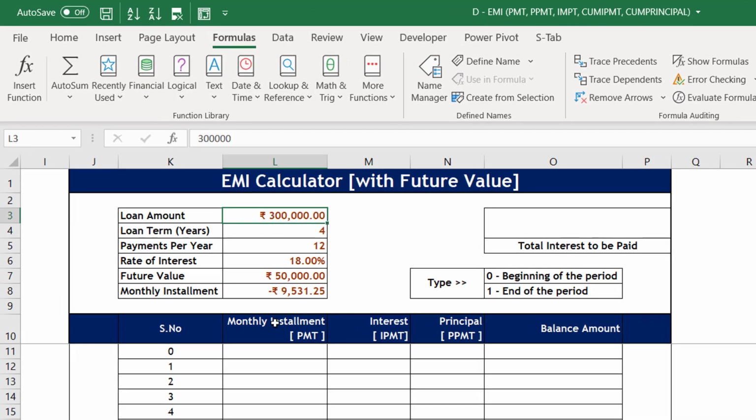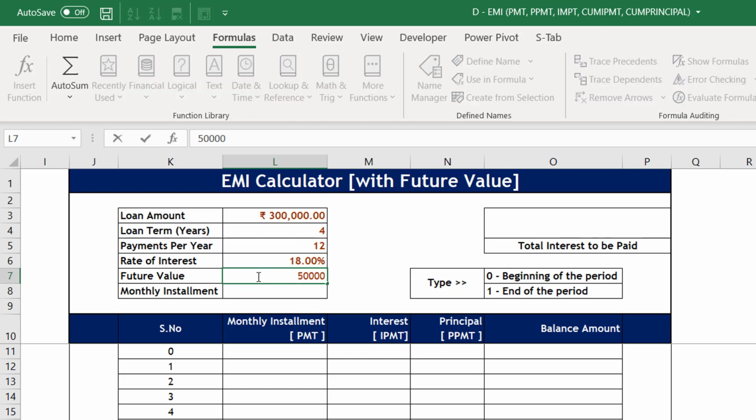Now let's take this example. In this case, let us say I'm going to borrow money from the bank, 3 lakh, and as per the deal, 3 lakh I'll get at the beginning, and when I'm done with my payment, I'm supposed to get 50,000 more. So this is also a positive number for me, and this is also a positive number for me. Okay, so future value means after the payment of each installment, what I will get.